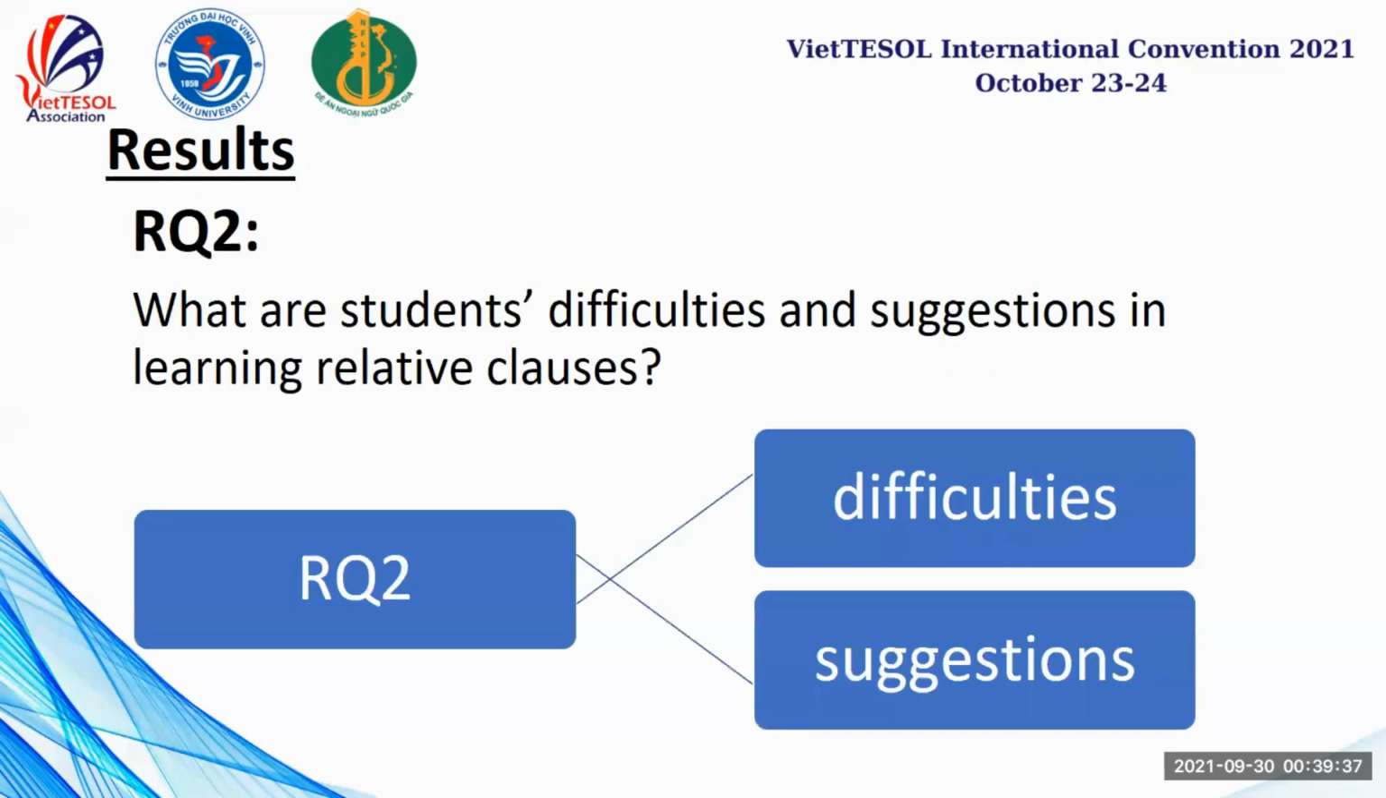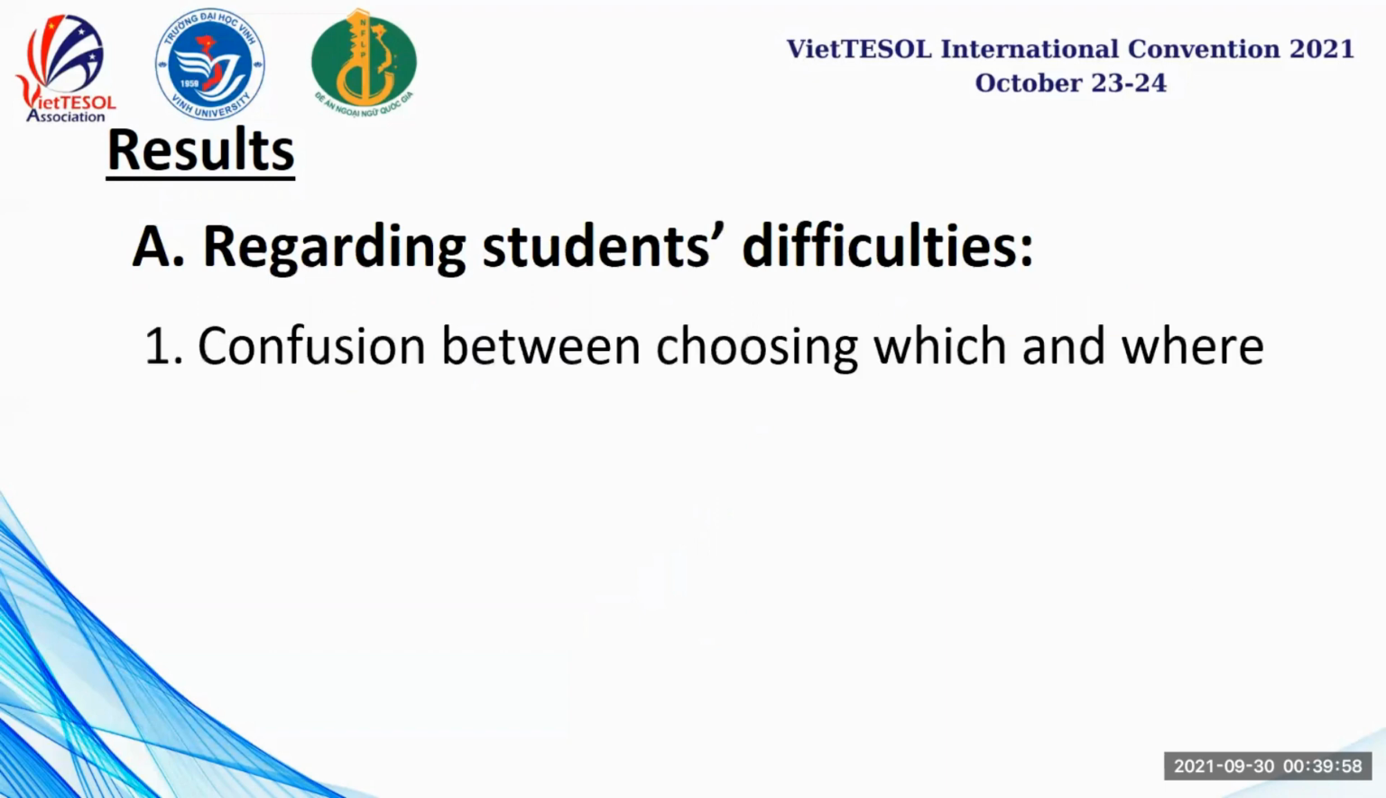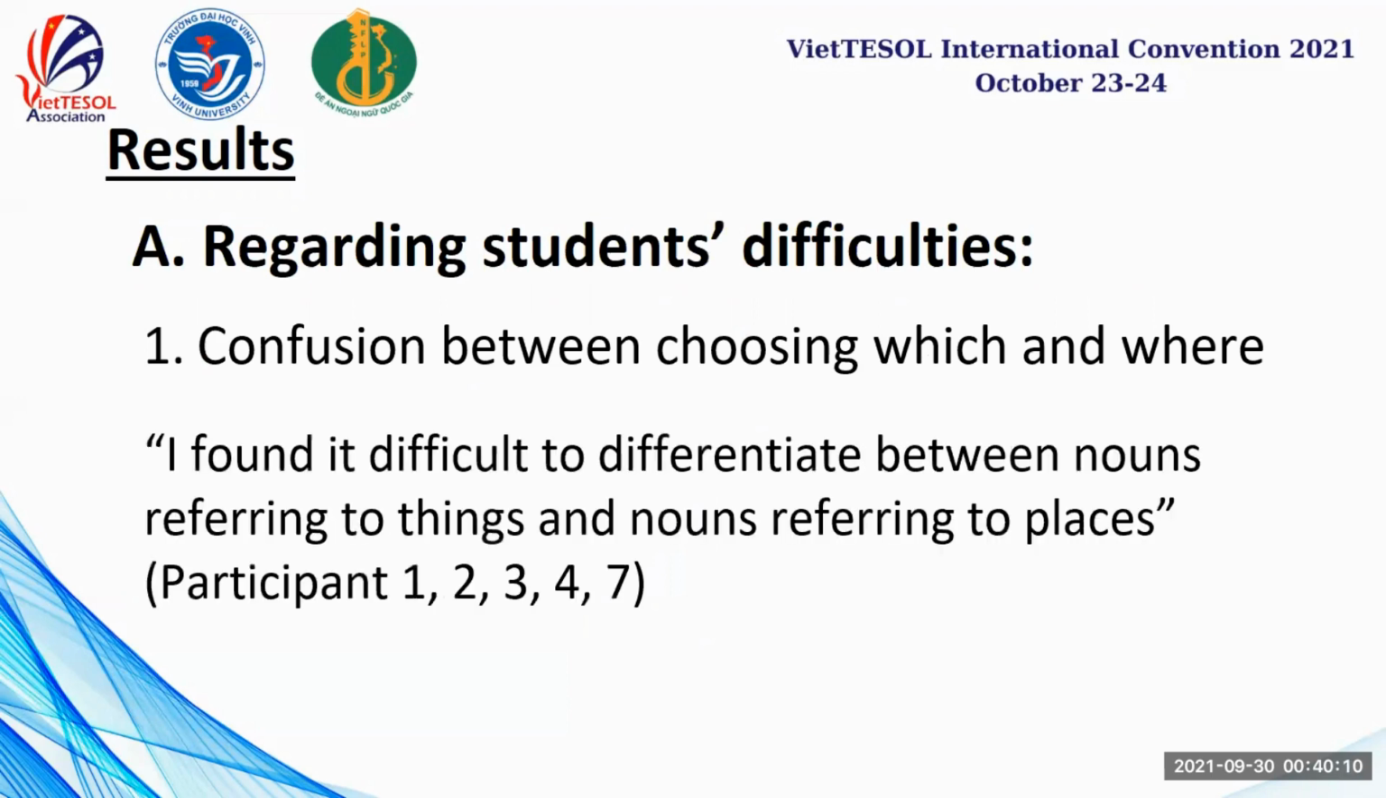So for the second research question, what are students' difficulties and suggestions in learning relative clauses? So we have two aspects to consider here, difficulties and suggestions. For difficulties, the first theme that emerged is the confusion between choosing which and where. "I found it difficult to differentiate between nouns referring to things and nouns referring to places."